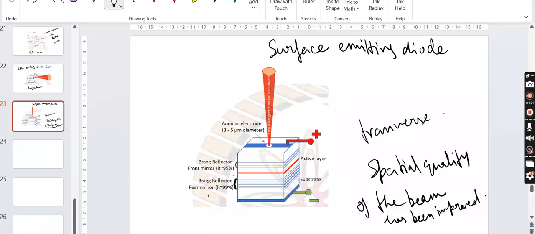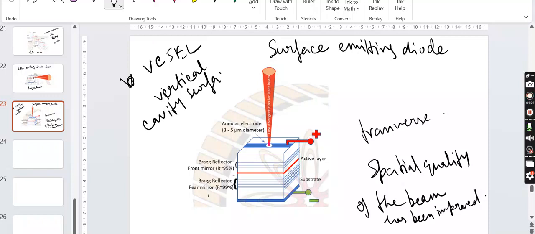And this is actually called VCSEL, vertical cavity surface emitting laser.